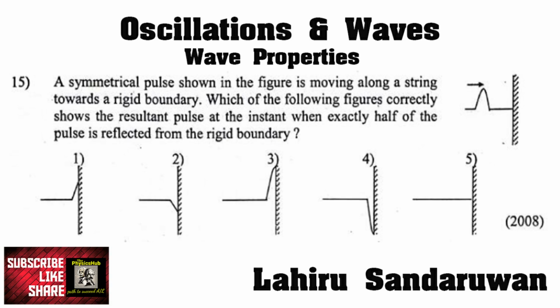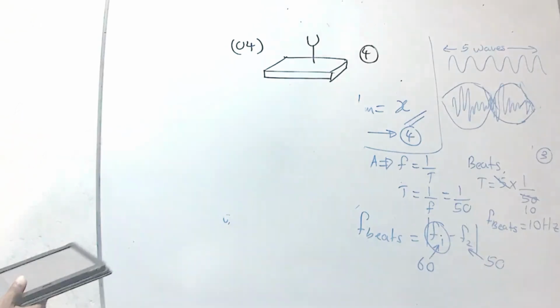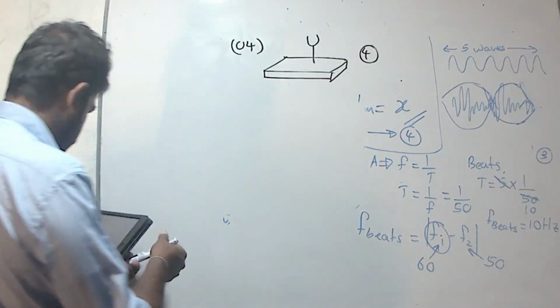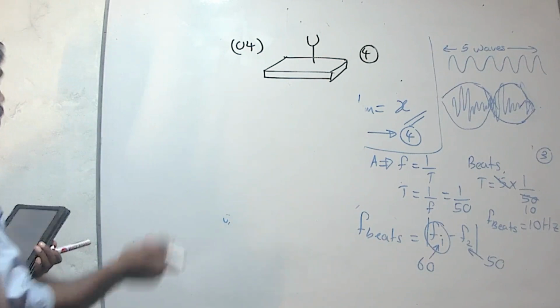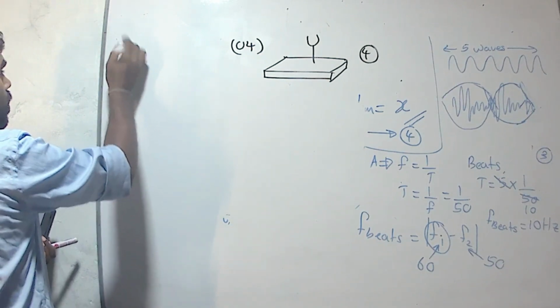A symmetric pulse shown in the figure is moving along a string towards a rigid boundary. Which of the following figures correctly shows the resultant pulse at the instant when exactly half of the pulse is reflected from the rigid boundary? A rigid boundary means it is a rough interface.